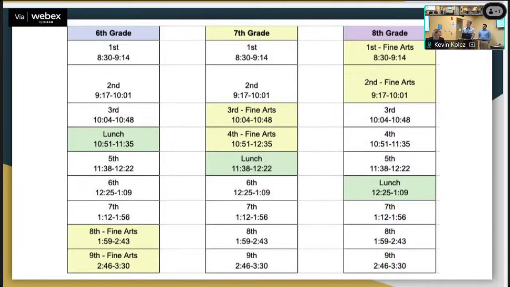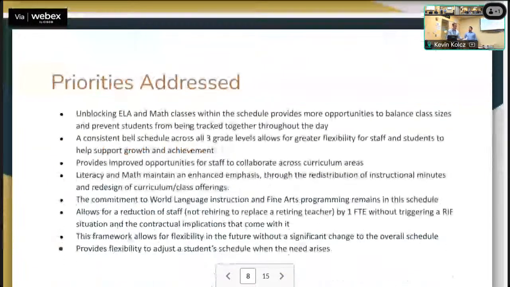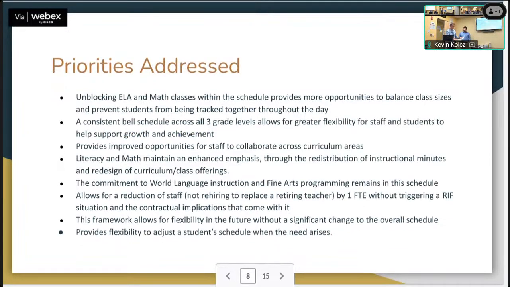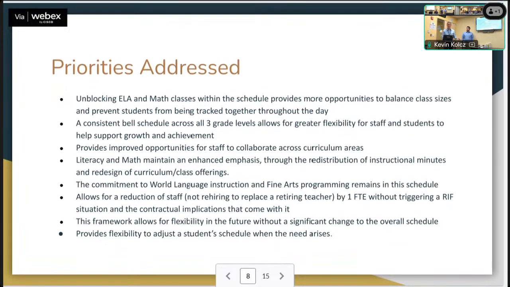As you can see, those horizontal lines are all aligned. If you were to look at our schedule today, they would not be, right? So we don't have students all passing at the same time as we would in this model, having more opportunities for supervision. We're going to get into some of that too, but really it provides us flexibility that we don't currently have. I'm going to talk about some of those, mentioned from the beginning: unblocking ELA and math undoes a lot of the constraints that we experience with our schedule together.